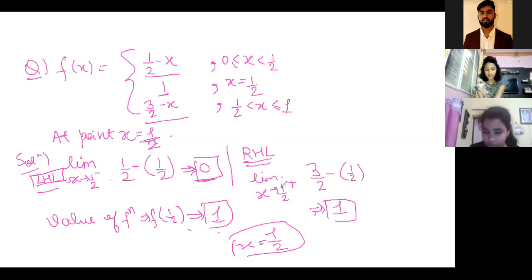So in this type of question, you just have to find three things. One is LHL, which means at whatever point you have to find or discuss the continuity, you just have to write that point and do minus, plus, and the value of at that point. And minus means when the value of x is less than it, plus means when it is greater than it, and equals to it means when it is equals to it, which is given in this question. Okay, so can I rub it?